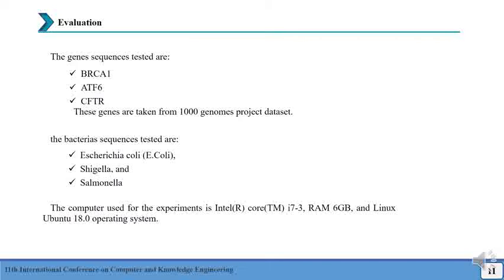The gene sequences tested are BRCA1, ATF6, and CFTR. These genes are taken from the 1000 Genomes Project dataset. The bacteria sequences tested are E. coli, Shigella, and Salmonella. The computer used for the experiment has an Intel Core i7, 6 GB RAM, and the Linux Ubuntu operating system.